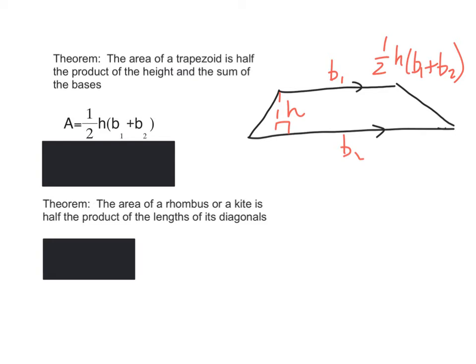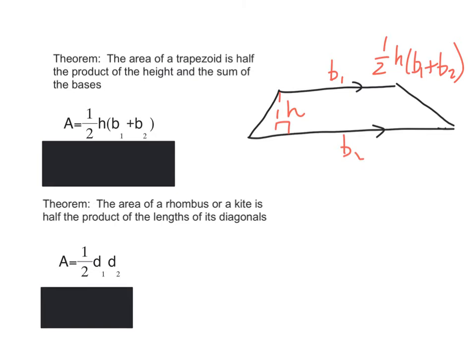Alright, so next one, the area of a rhombus or a kite is half the product of the lengths of its diagonals. Ooh, what does that mean? So if I were to draw, let's just do a rhombus here for a second. Kind of the traditional looking rhombus, where all the sides are the same. Drawing some diagonals.